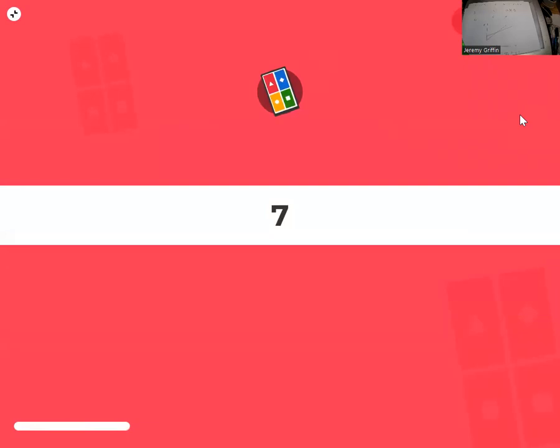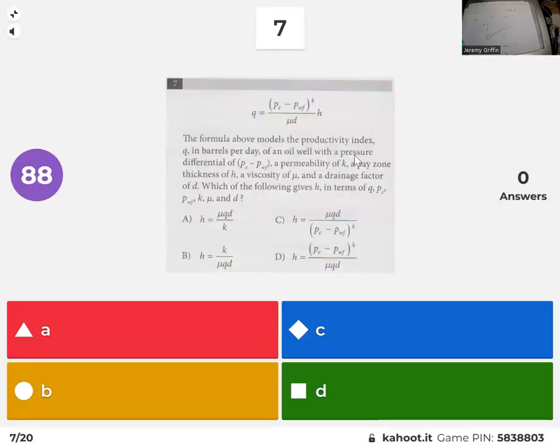At number 7. Okay, a crazy formula models the productivity index, barrels per day, of an oil well with a pressure differential of P minus p, a permeability k, a pay zone thickness h, viscosity mu, and drainage factor d. Which of the following gives h in terms of all those other variables?